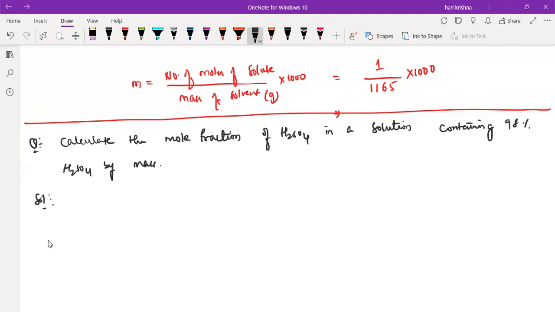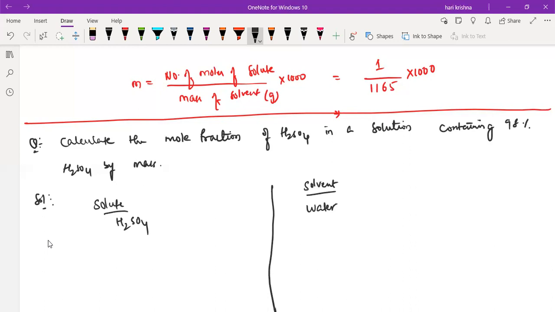How to calculate? So first, what is the mole fraction formula? Mole fraction of H2SO4 they are asking. So if you take here, solute is the H2SO4 and solvent is the water.